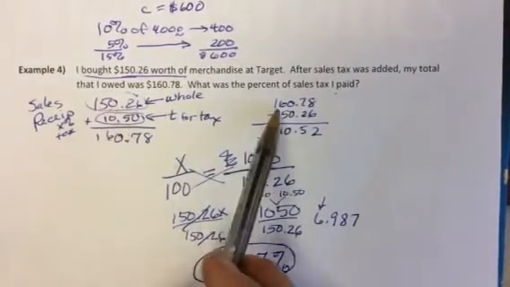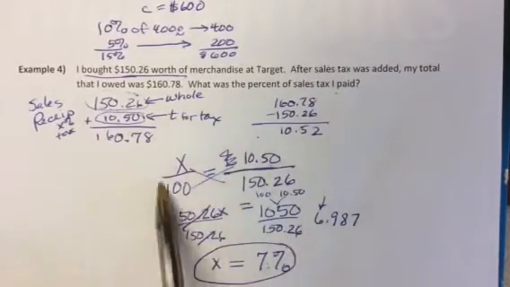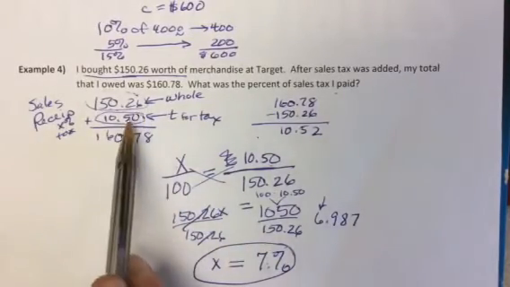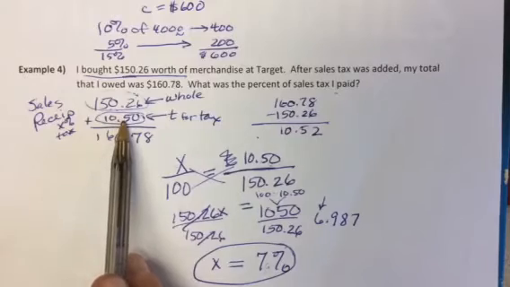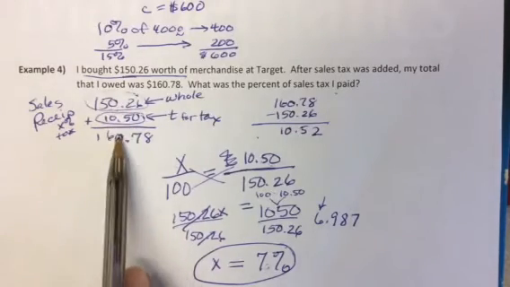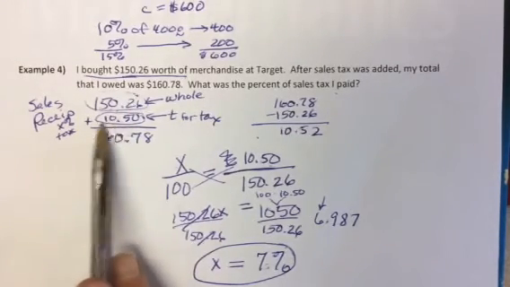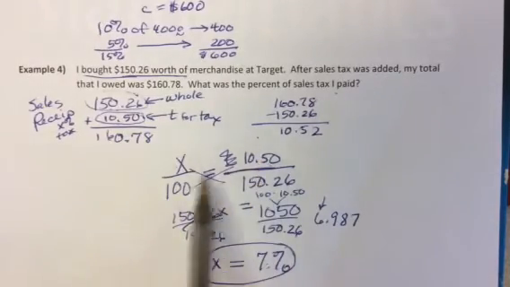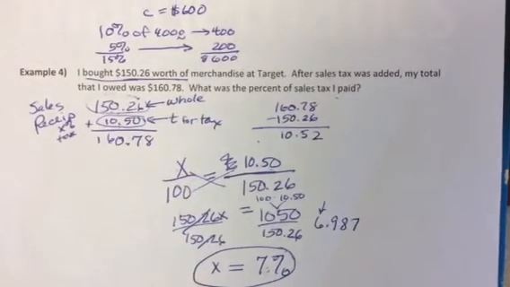So the step that we had to do here came before we did the proportion. We had to figure out how much tax that was, so we had to subtract 150.26 from 160.78 to find it out. Then part out of whole, X out of 100.